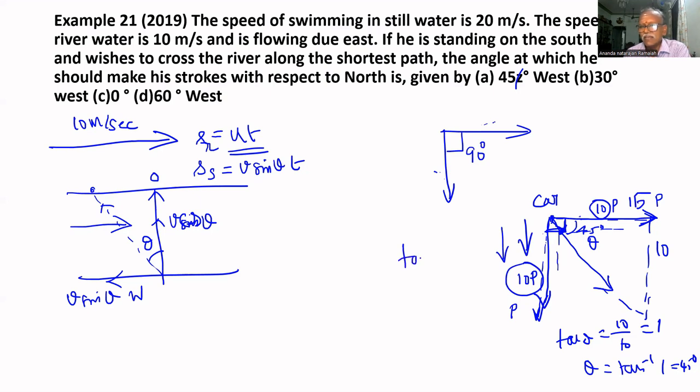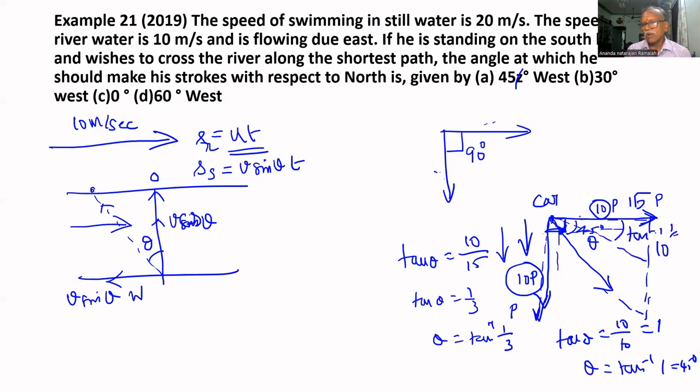Then what is tan theta? Tan theta equal to opposite side 10 divided by 15, equal to 1 by 3. Therefore, theta equal to tan inverse of 1 by 3. So the angle is changed. The angle is now reduced to tan inverse of 1 by 3. So if they are equal, then it is 45 degrees.